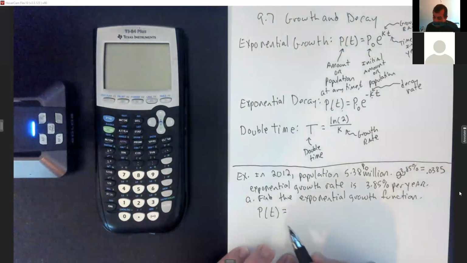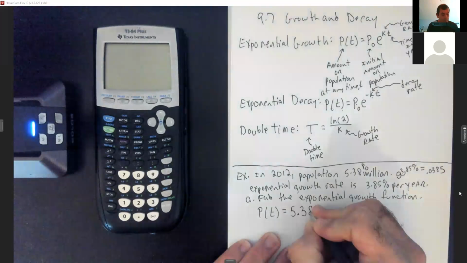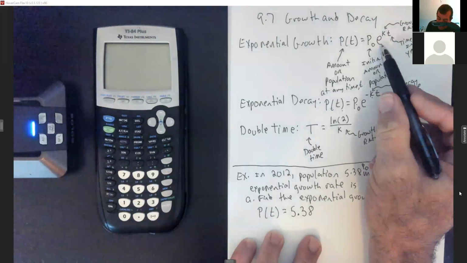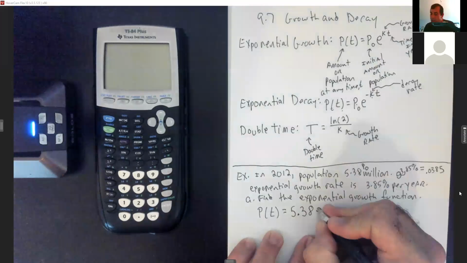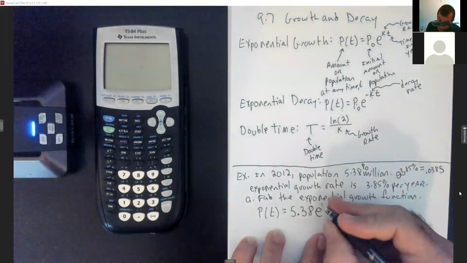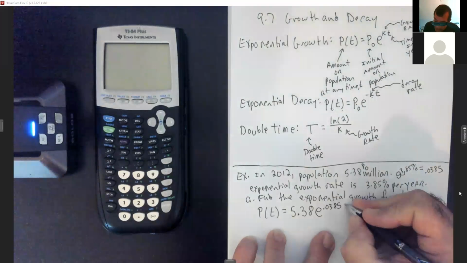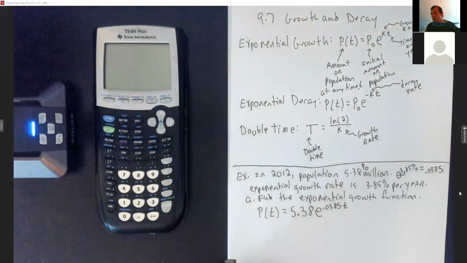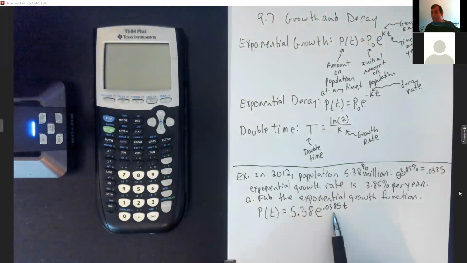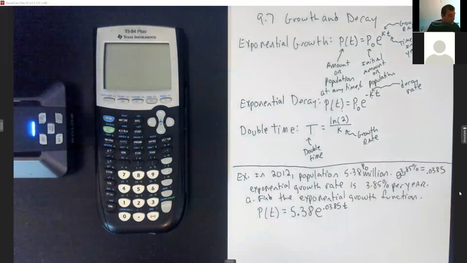So here we go. We're putting in our initial amount, which is 5.38. Then we have our Euler's number, e. Our exponent is k times t. Our k is the growth rate, which we said was 0.0385, and then we'll multiply that times t, so that we can use this formula to find what the population would be after t amount of years. All right, y'all, that's what they wanted us to do on that.